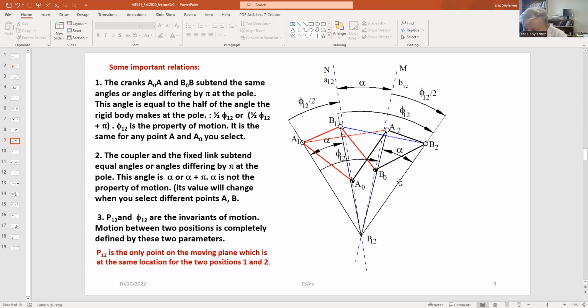Any other point on the moving body is going to have two different position points, A1, A2, C1, C2, D1, D2, etc. But P12 will be P12, okay? That's why we only say P12. It is common for position 1 and 2. That's the pole. That's the property of the pole. That's very important. Do you agree? Okay.